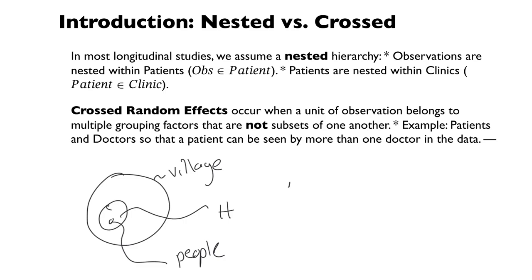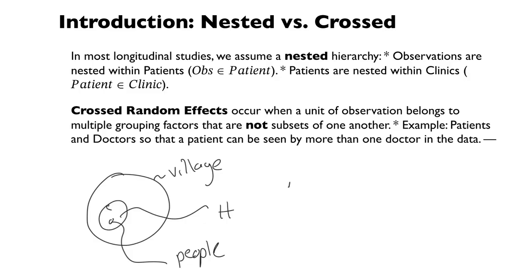Cross random effects occur when they're not subsets. You have two independent things that contribute, usually a kind of nuisance variation, and they're crossed with each other. So a person can have all levels of whatever the other factor is.